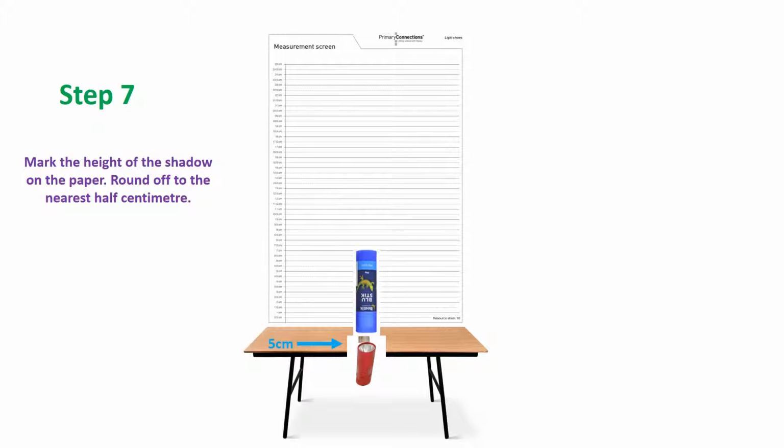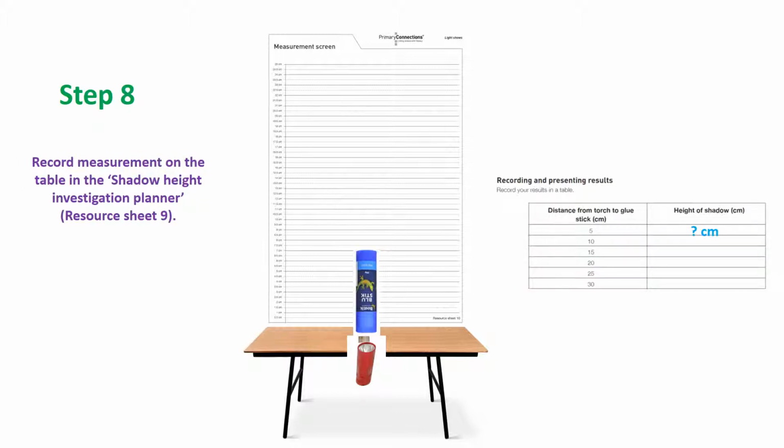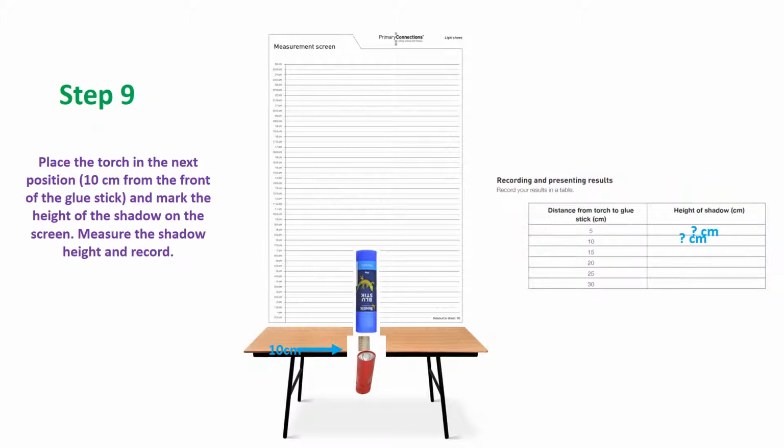Okay, now, as scientists, we keep records of our information, so you need to find your record sheet, your investigation planner, and in there fill in here how many centimeters your height shadow was. Okay, so now you need to move your torch back. Keep your ruler still and move your torch back to 10 centimeters. Turn it on. Have a look at how high the shadow is when you've moved it back a little bit. And then write on your record sheet right here how many centimeters it is.